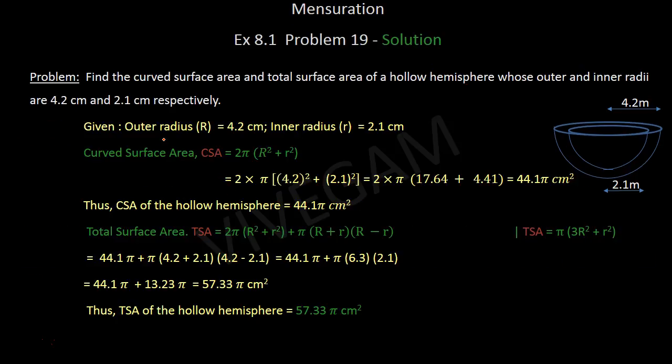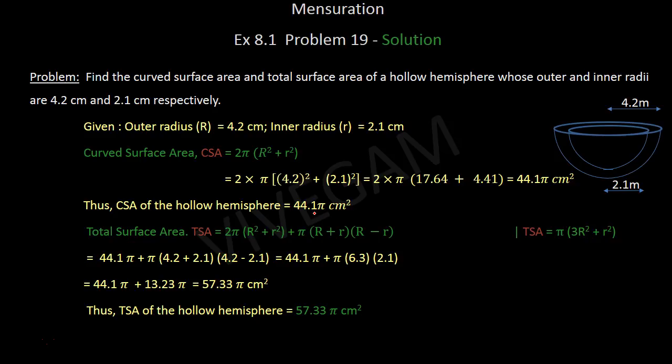Okay, here we go. The solution: outer radius is 4.2, inner radius is 2.1 centimeter, curved surface area is 2 pi into capital R square plus small r square, that is 2 pi into capital R is 4.2 square plus small r is 2.1, so 2.1 the whole square. This on simplification gives you 17.64. 2.1 square is 4.41, which on addition gives you 44.1 pi centimeter square.